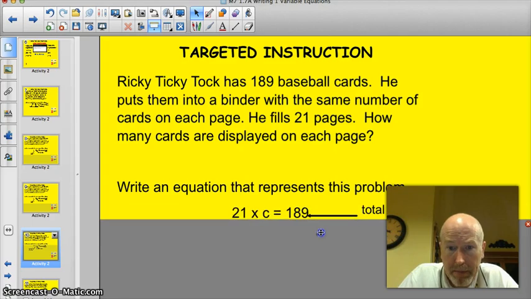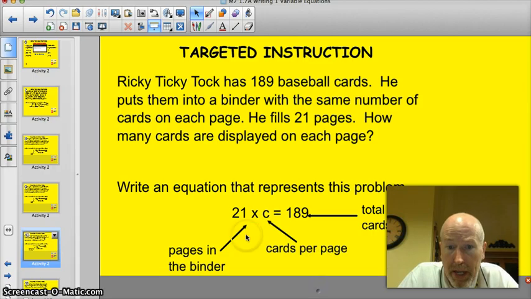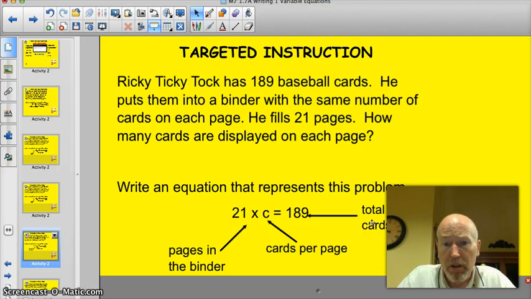Okay, I'm back. Here's the way I set it up. Here are the pages in the binder. You know there's 21 of them. You know there's a certain number of cards on each binder page, and that's our variable, equaling a total of 189 cards. So notice how I labeled it out. 21 times C, cards per page, equals 189.